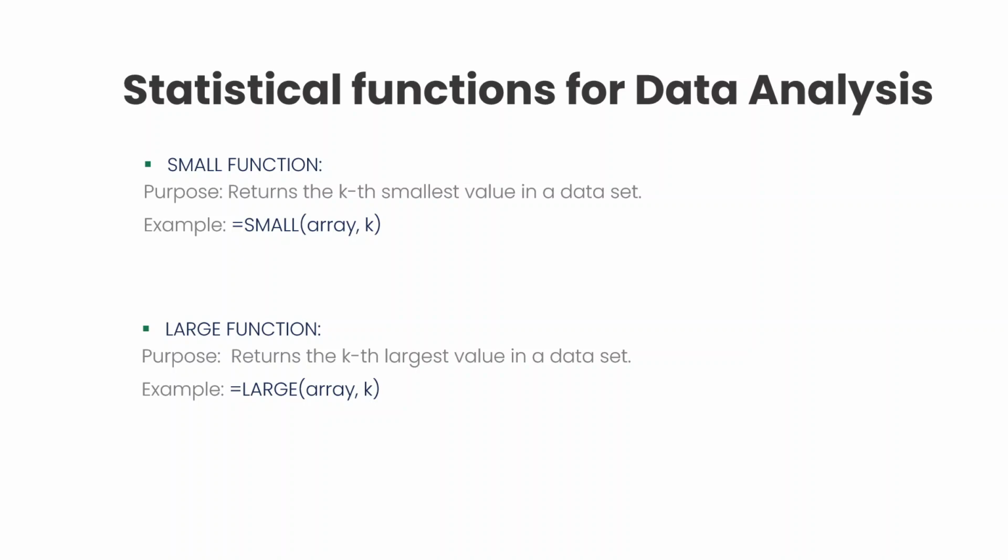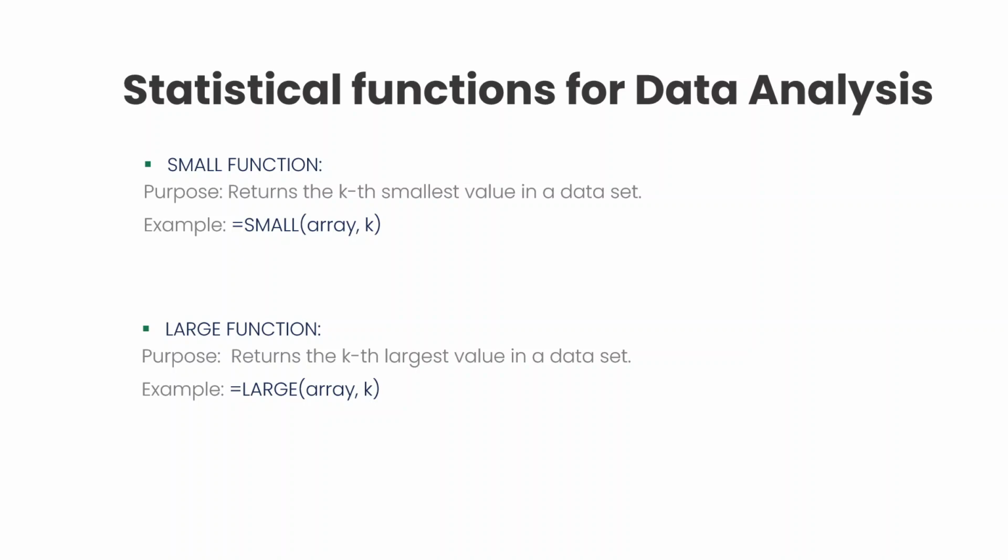Then we have the SMALL and the LARGE function. Remember in our last class we did the MIN and the MAX function. The same thing with the SMALL and the LARGE function. The SMALL function is going to give you the smallest number. The LARGE function is going to give you the largest number. But where they are better than MIN and MAX is that the SMALL function can give you the next smallest number. So let's say I have 1, 2, 3, 4, 5, 6, and I ask what is the smallest number? The smallest number is 1, right? If I ask what is the next smallest number, it is going to be 2.